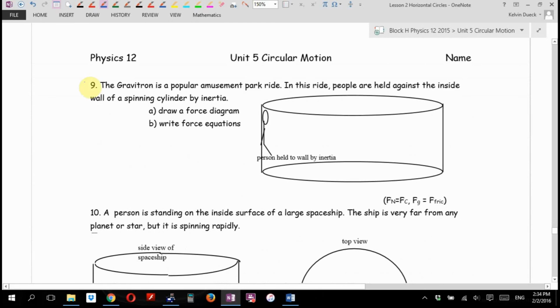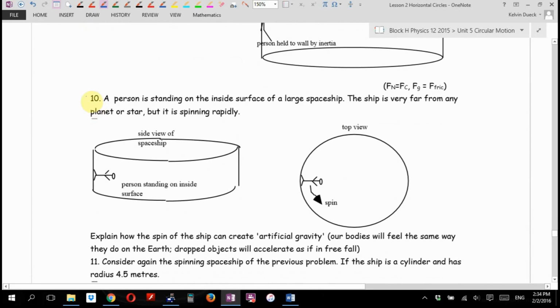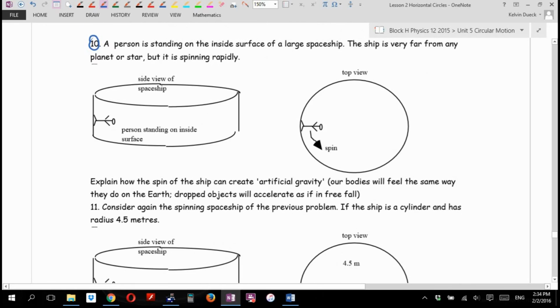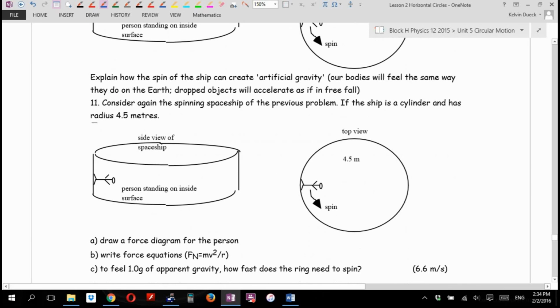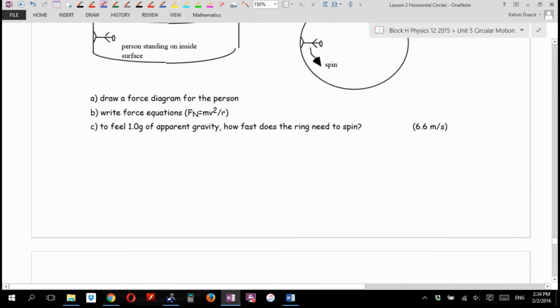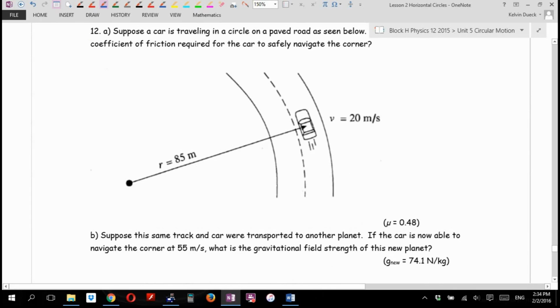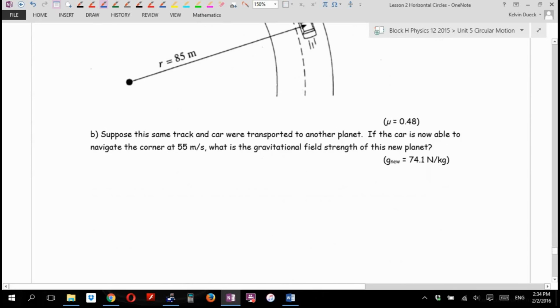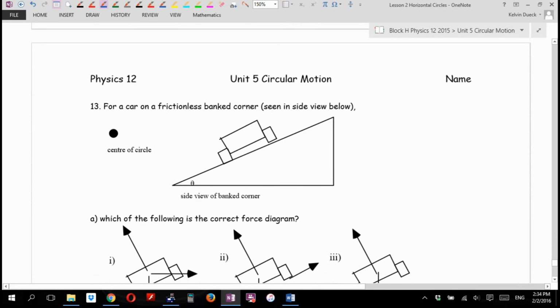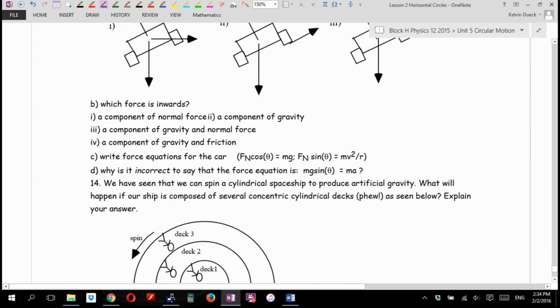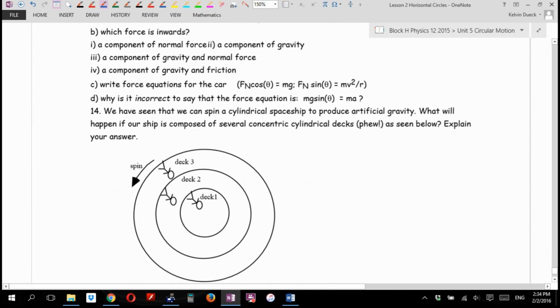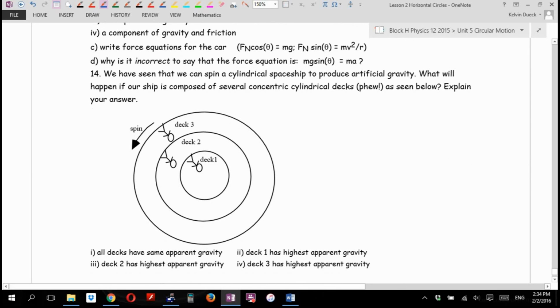Oh, I like number 9, the Gravitron, so I like number 10 as well. Spaceship. 11 is good. 12 is good. Holy smokes, you got a week. We won't do a banked corner, though. 14 is okay.